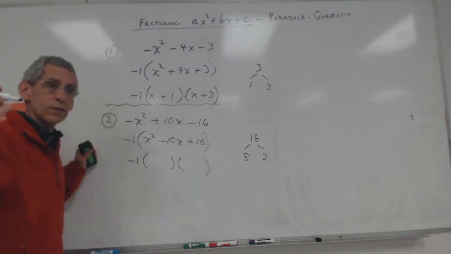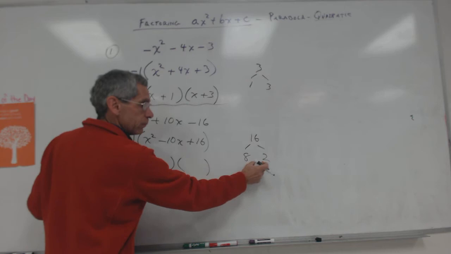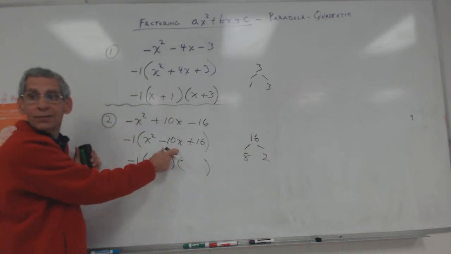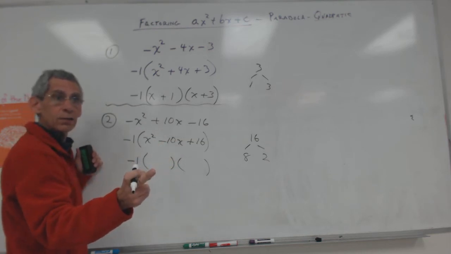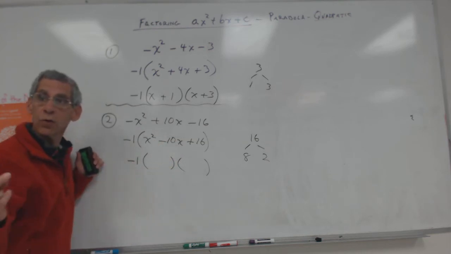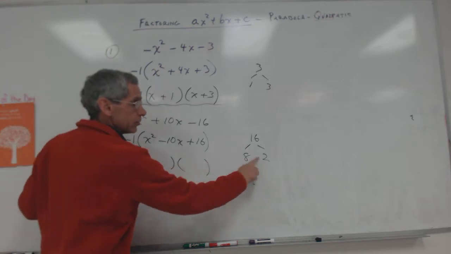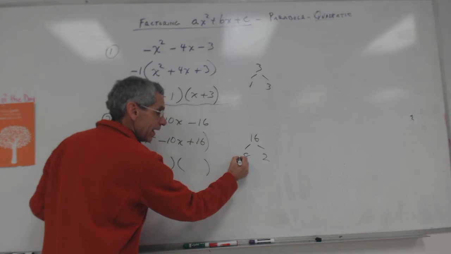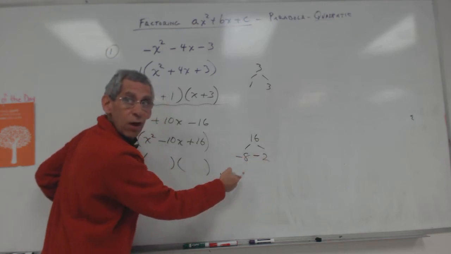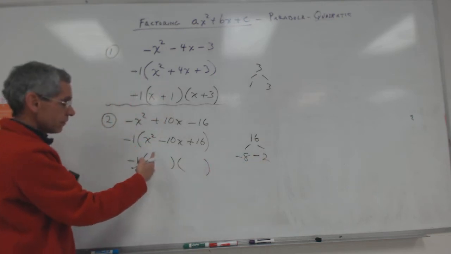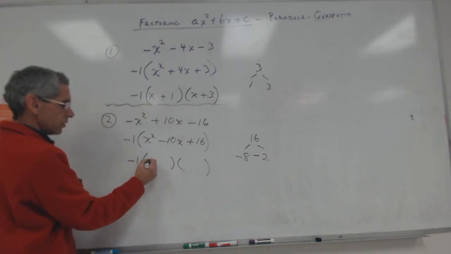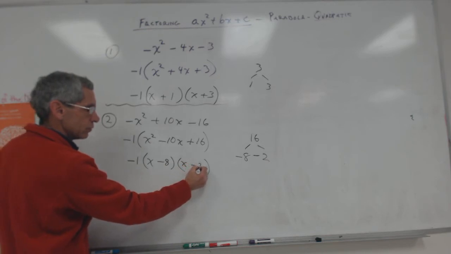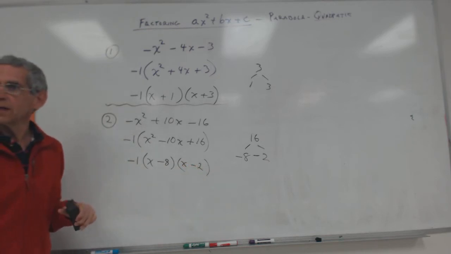Actually, Manu is really close. Look at this: 8 times 2 is 16, and 8 plus 2 is positive 10. But it's negative. So what else could you do? Negative 8 and negative 2 also equal 16 when multiplied, because two negatives make a positive. So then we've got x minus 8 and x minus 2. Does that make sense to you guys?